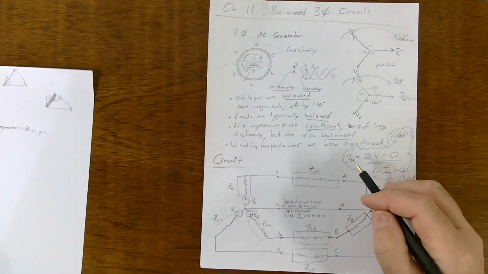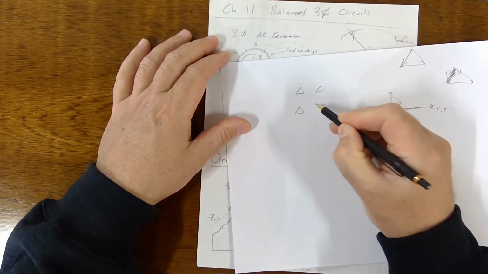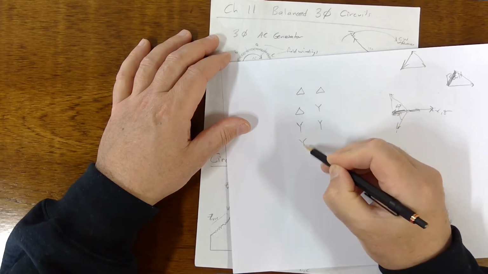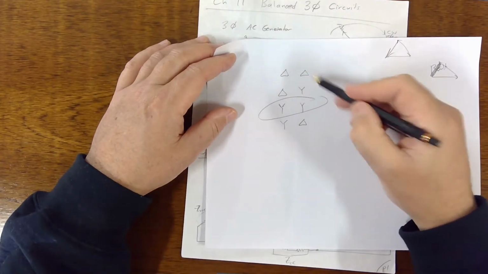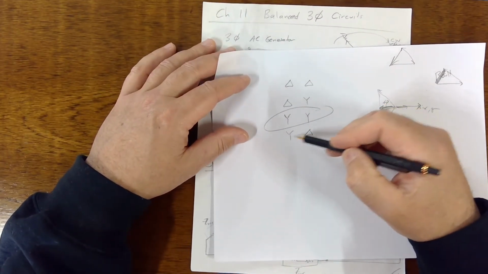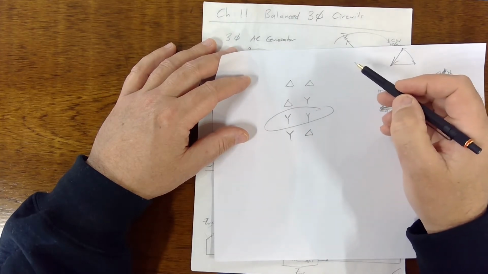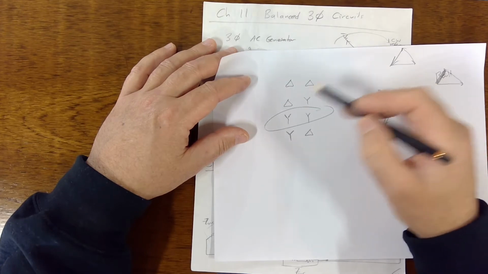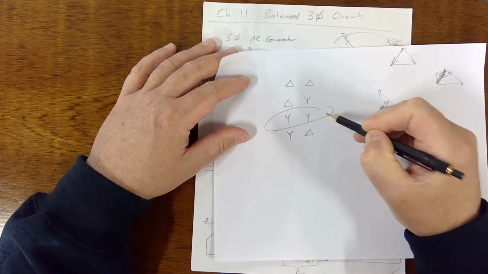Now, you could go delta to delta, you could go delta to y, you could go y to y, and you could go y to delta. We're only going to do this. The other three exist in motors, generators, and in power distribution grids, and there's reasons for it, and many of them are just historical. But conceptually, we can get by with just this.